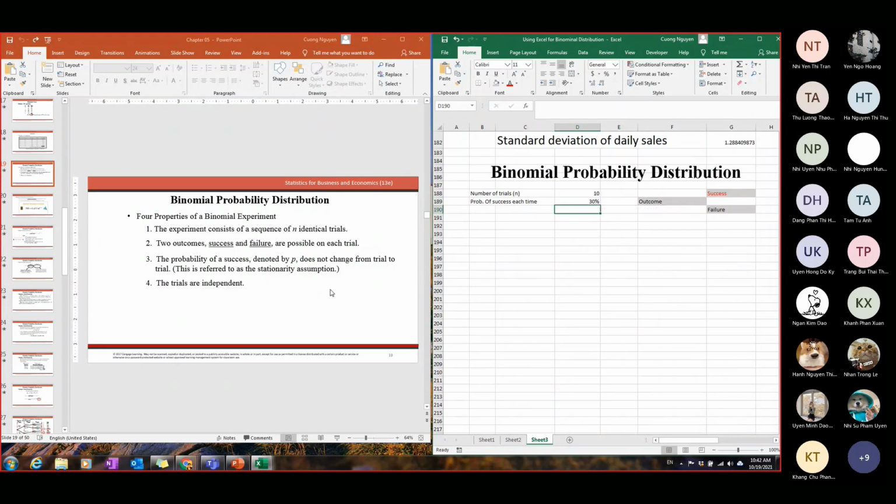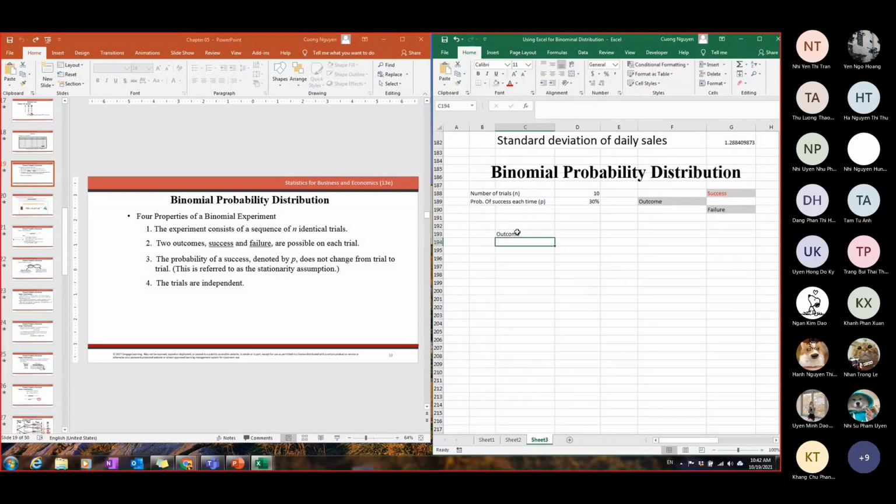So that will be denoted for P. Okay, the not change refers to the situation. So this time when I shoot, I have a 30% chance of success, and next time I also will have a 30% chance of success. The same thing happens like that, and I try it 10 times.